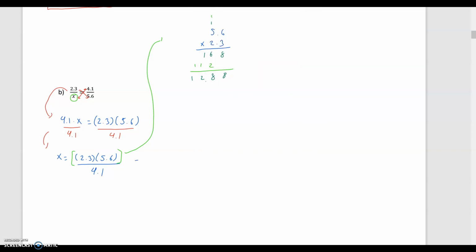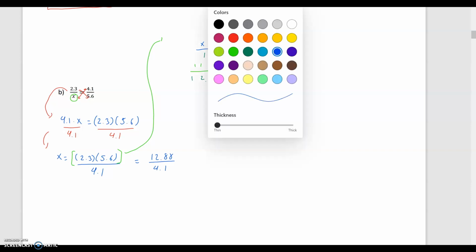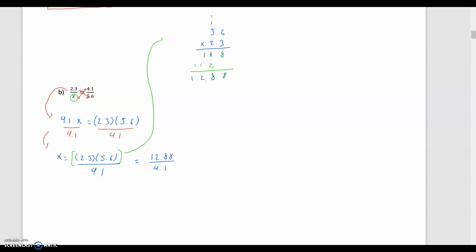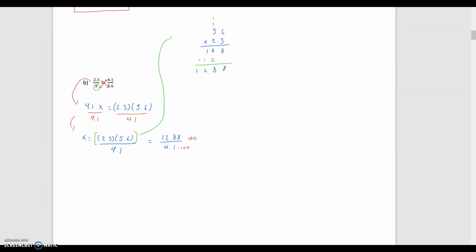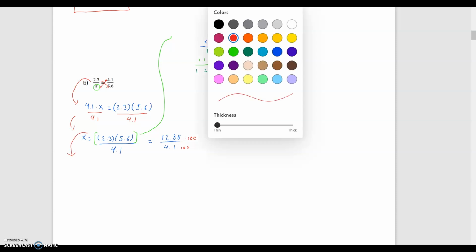So this ends up giving us 12.88 divided by 4.1. And technically, this is not an appropriate answer because we still have to carry on the division. To carry on the division, let me make it into a fraction with no decimals. So we're going to multiply by 100 and multiply by 100.